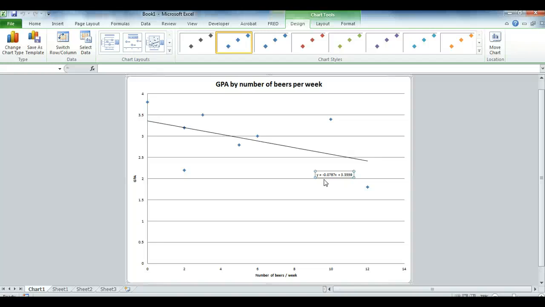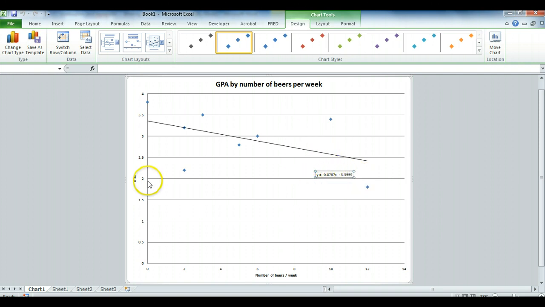Then the other number here, the 3.3559, that's the b in y equals mx plus b. b is the y-intercept. And the y-intercept is simply what we would predict y, in this case GPA, to be if x was 0. So in other words, if a person drank nothing per week, what would we predict their GPA to be? And we predict their GPA to be 3.3559. So that's a general sense of what that regression line means.